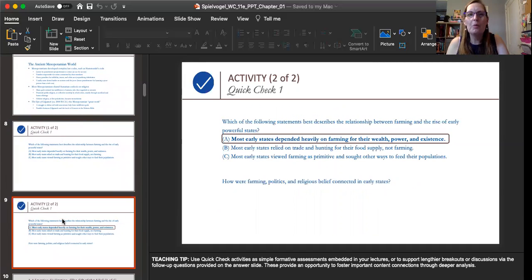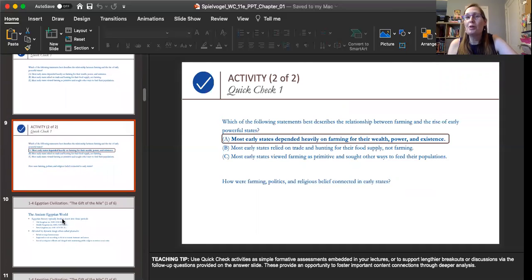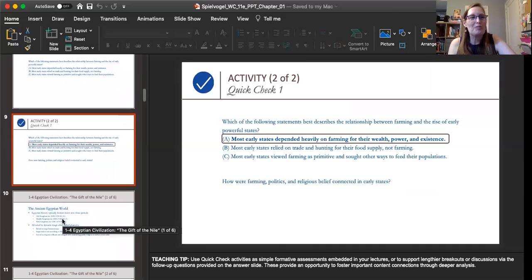If we go forward, looking at this activity, I'm not too worried about the activity slides, but do pick up on the fact that most of these early city-states depended heavily on farming. Even if you lived in the city, you were dependent on the so-called hinterland, the area surrounding that city-state where all the farmers would be farming the crops. Nowadays, we just go to the grocery store. We don't know where our food comes from.